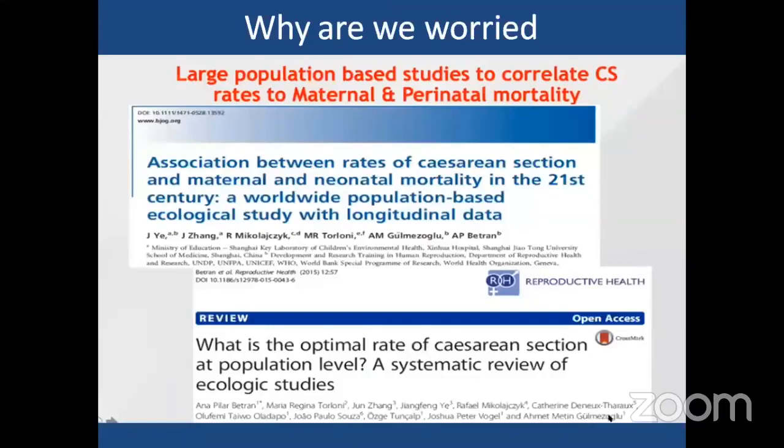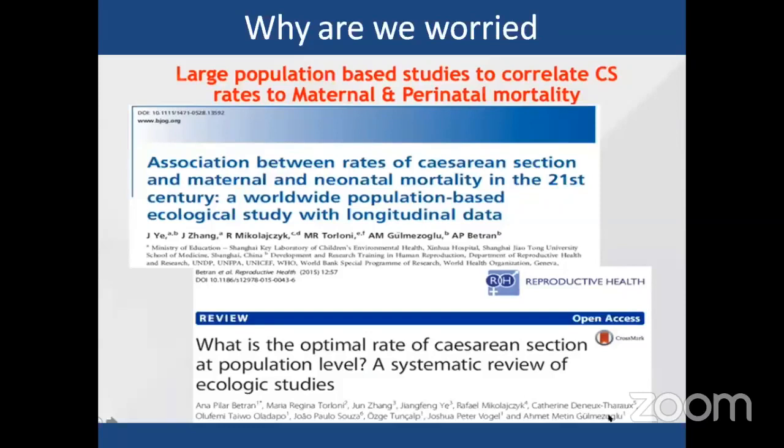A large population-based study to correlate cesarean section rates to maternal and perinatal mortality. Because why are we bothered? Let the cesarean section rates increase. What is it? Maybe just another incision if we look at it that way. But is it that by doing more cesareans, we are reducing maternal and perinatal mortality? Well, no, the answer is no. And that is what the study says. That after a certain limit, doing unnecessary cesarean sections or overuse of this particular mode of delivery is going to increase the maternal and the perinatal mortality.